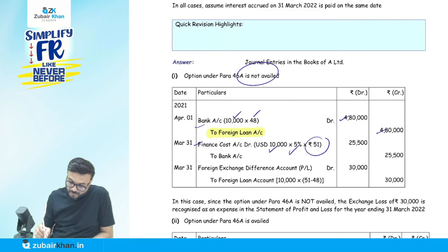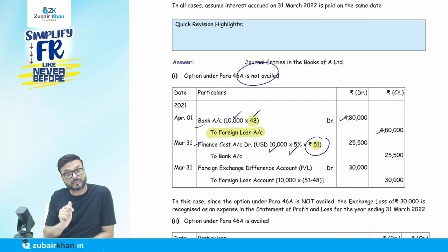Why have they multiplied by 51? Because when we borrowed, the rate was 48. Now when you calculate the amount of interest, you are multiplying by 51. The reason is that we have to pay the interest at the end of the year. What is the exchange rate at the end of the year? 51. That's why 51. Okay. This is the amount of interest.